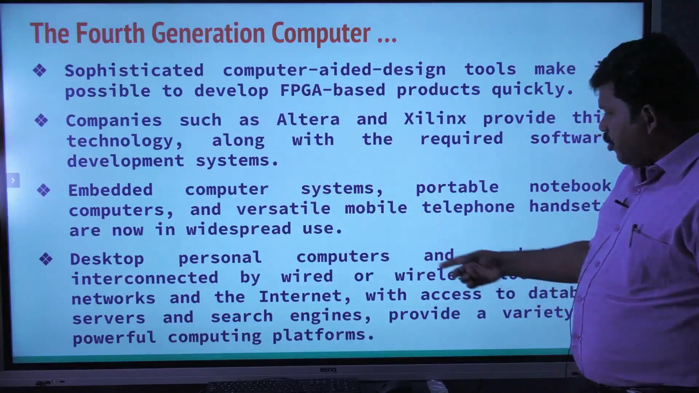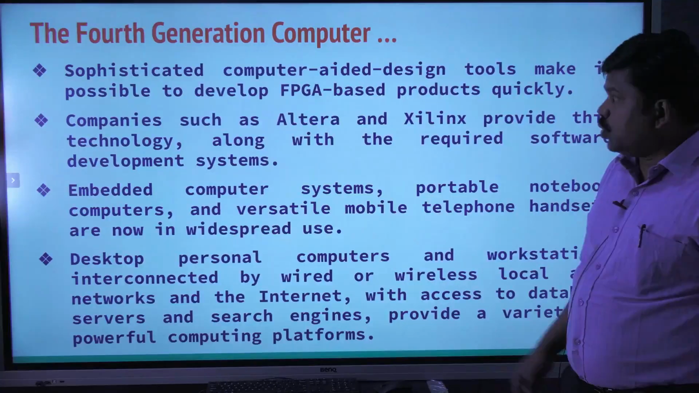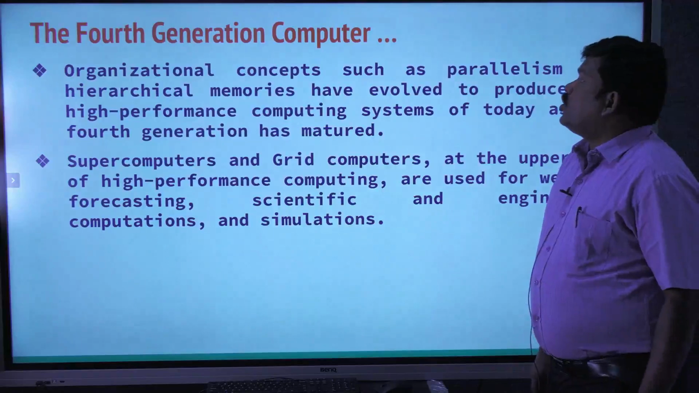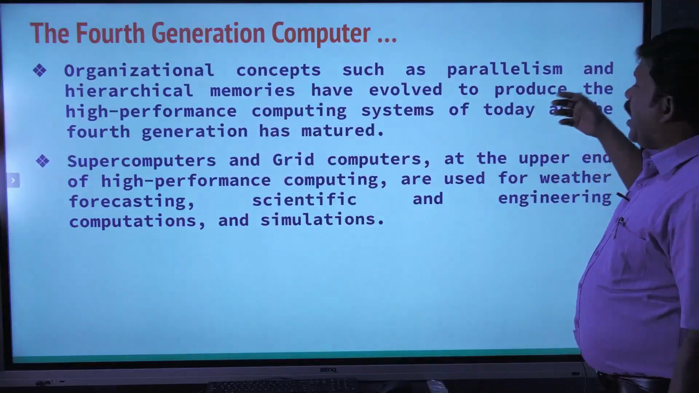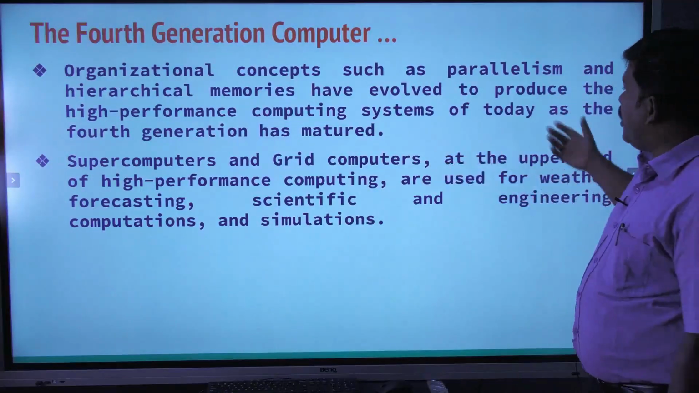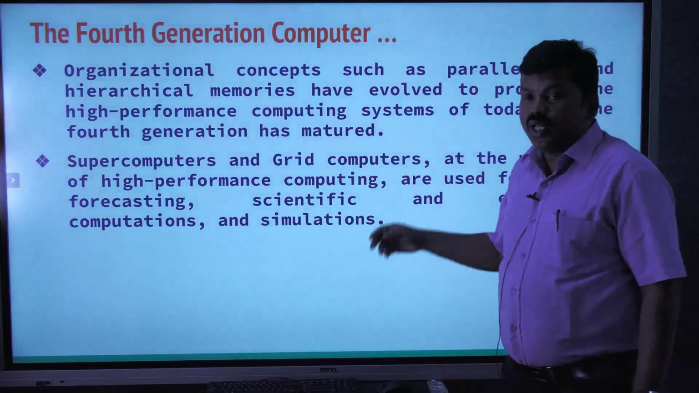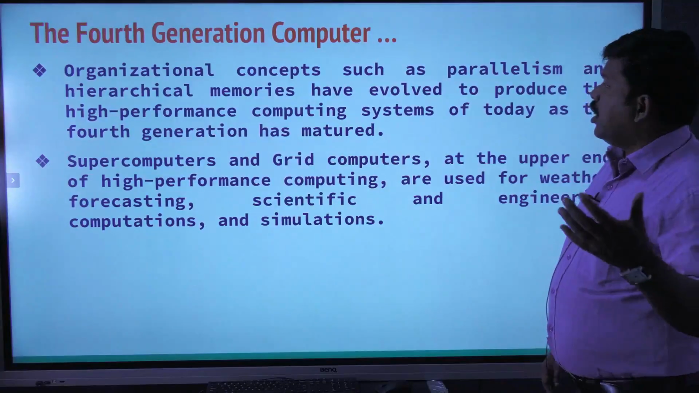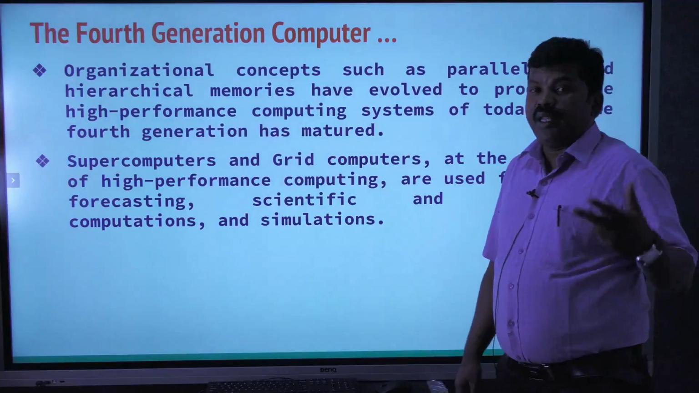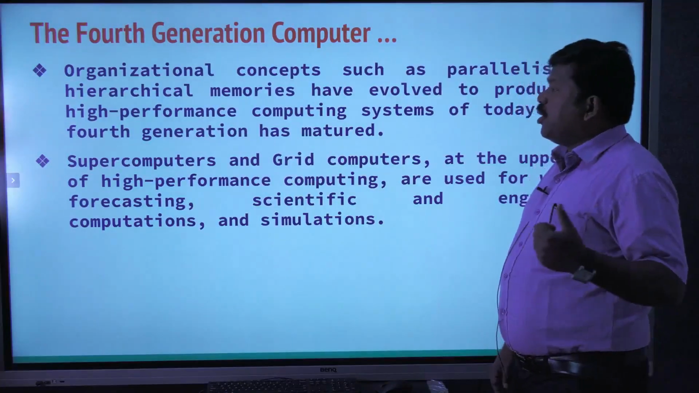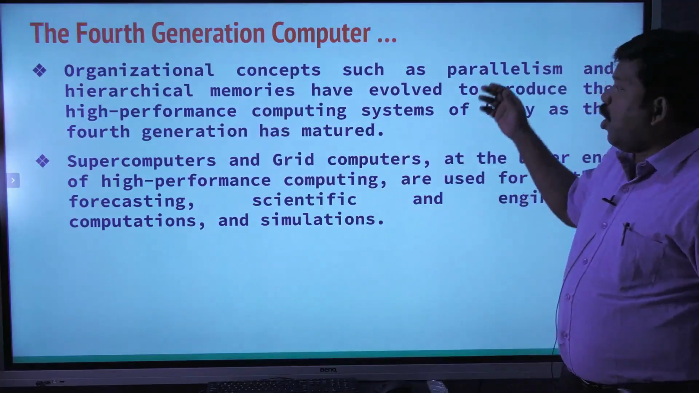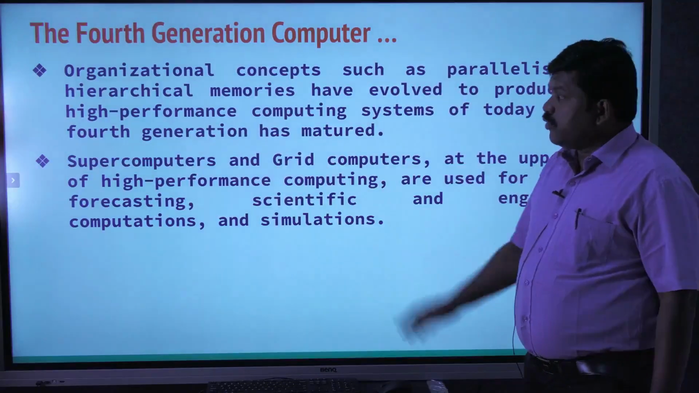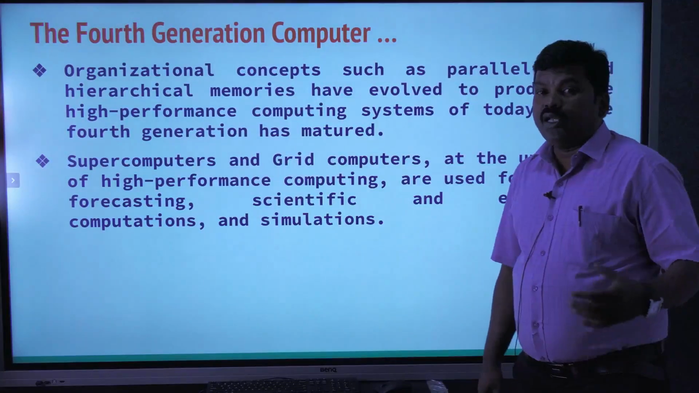So a variety of powerful operating platforms were also introduced in the 4th generation computers. Also, parallelism and hierarchical memories were introduced during the 4th generation computers. Now various hierarchies were available: primary memory, secondary memory, auxiliary memory, cache memory, even registers. All these different hierarchical memory concepts were introduced during the 4th generation computers.